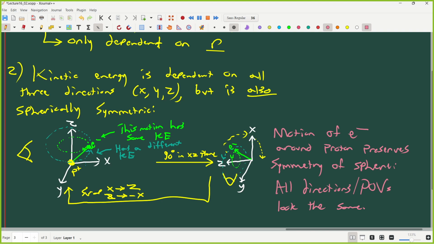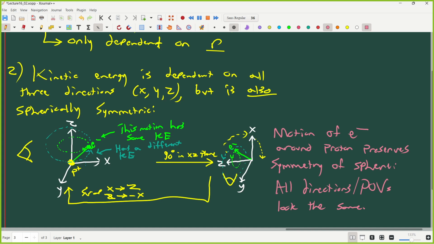And the thing that creates this spherical behavior is the fact that the potential energy of the system is spherically symmetric. The electron can approach from any direction around the proton and sees the same thing. So the electrostatic interaction is spherically symmetric. Therefore, the hydrogen atom must be spherically symmetric.